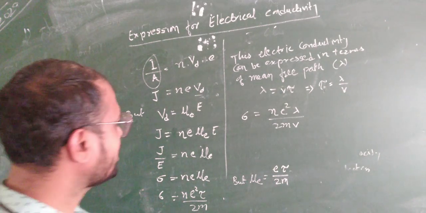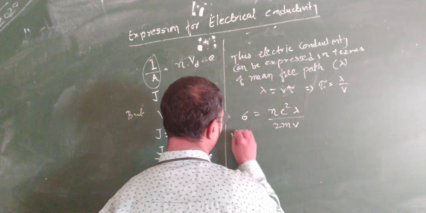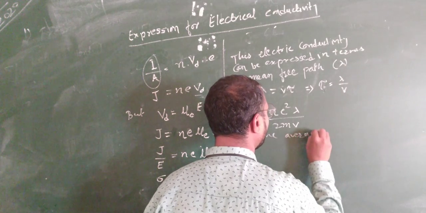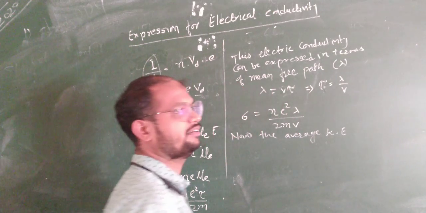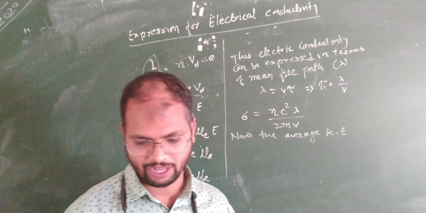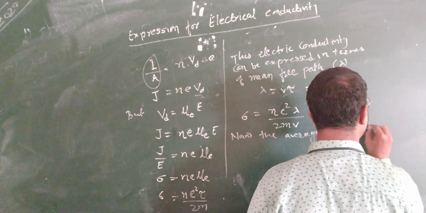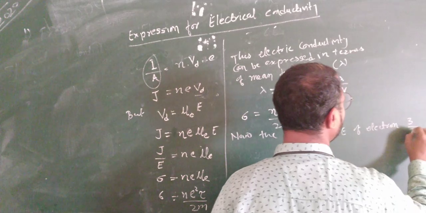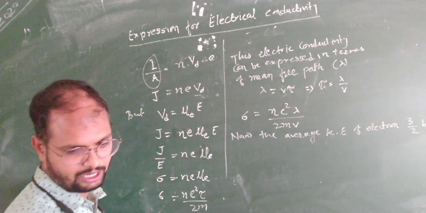Now the average kinetic energy. What is the formula? Half m v square is the kinetic energy of an electron. The average kinetic energy of an electron, if you explain, is 3 by 2 kT.